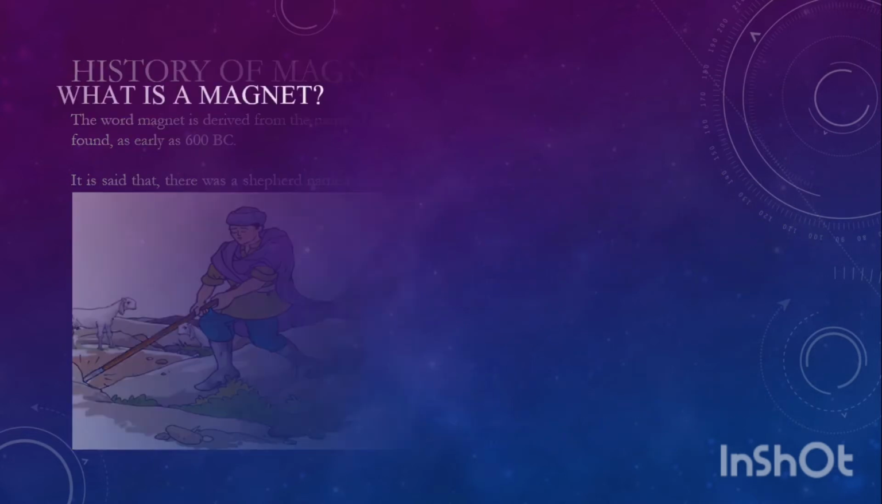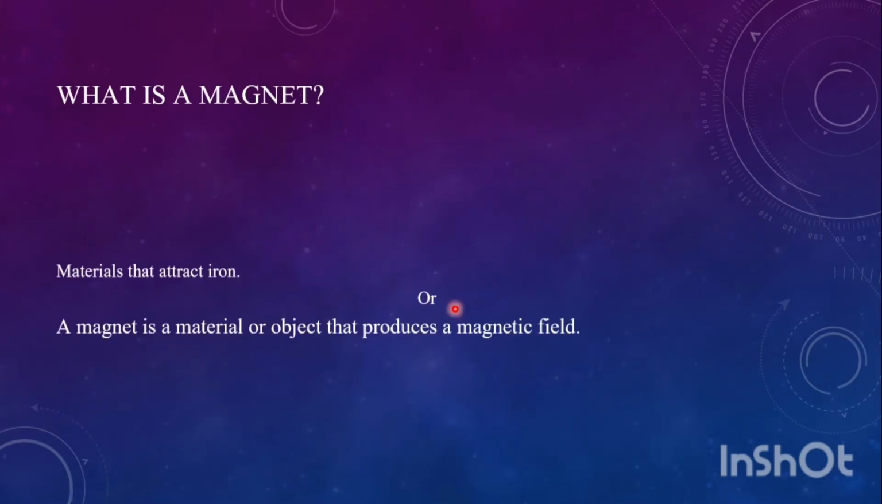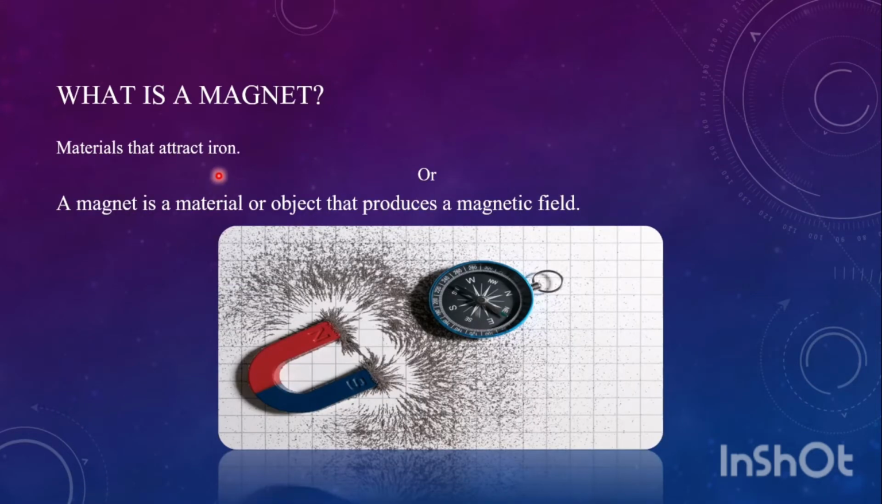Now let's talk about what a magnet is. A magnet is a material or an object that produces a magnetic field. In easy language, we can say that any material which has the property to attract iron is called a magnet. Now you can see that there is a magnet which is attracting some iron particles. Also it is deflecting the compass.